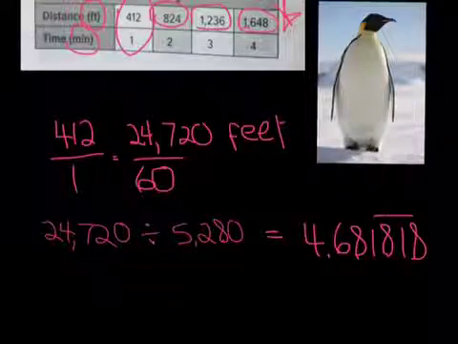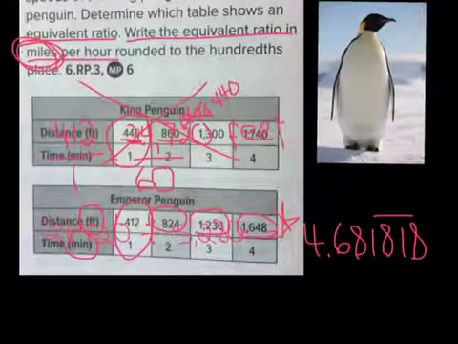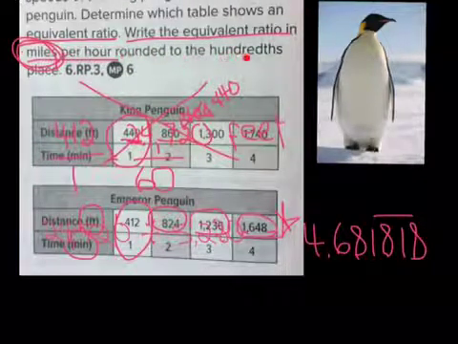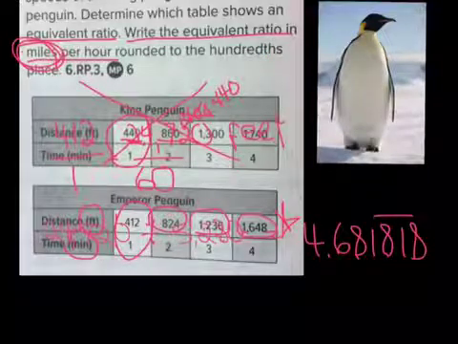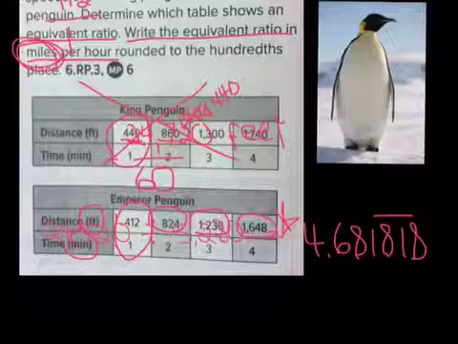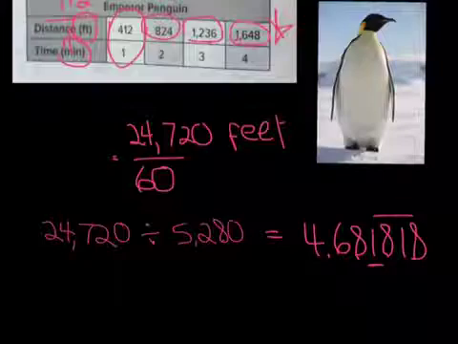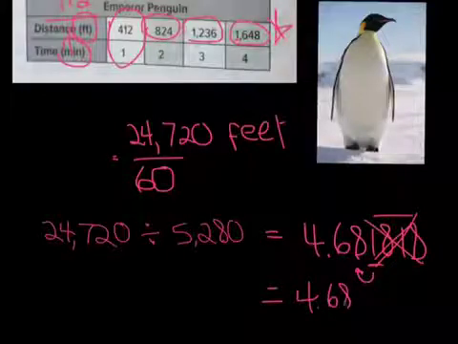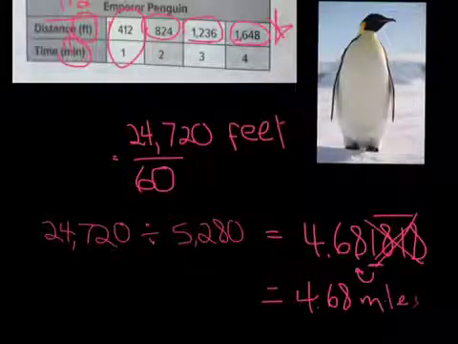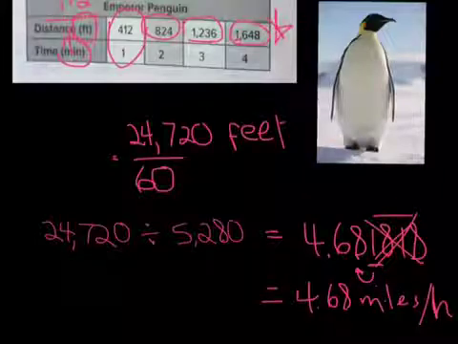Okay, so don't forget on the question, we're being asked to round to the nearest hundredths. So this is the 10th and the 100th. So we can just simply get rid of the bar notation, because this 1 is not going to change the 8. So let's just get rid of it, and our answer would be 4.68 miles per hour. And there we have it.